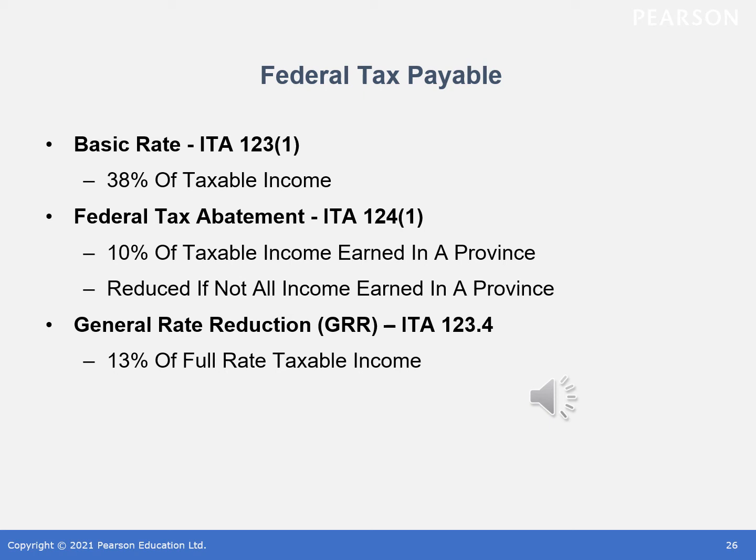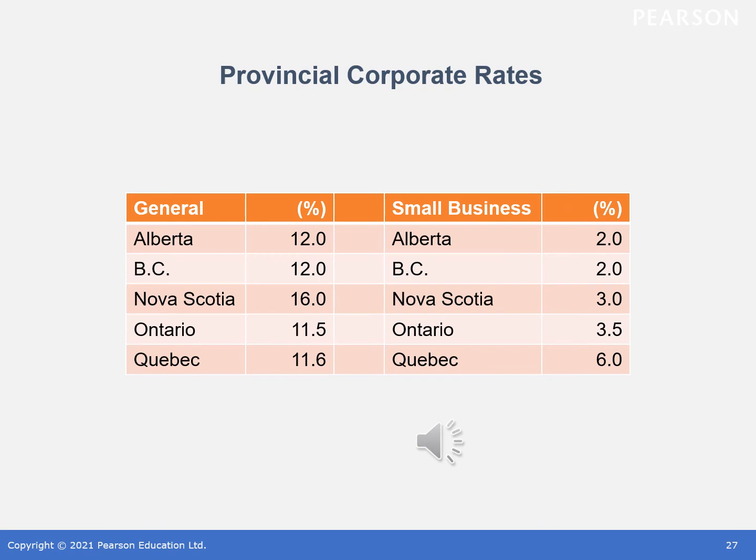So the key provincial corporate tax rates, the general rates do vary across the provinces, as can be seen on the screen, between 11.5% and 16% in the samples provided. And yet there is a small business rate that varies between 2 and 6% in those same provinces.